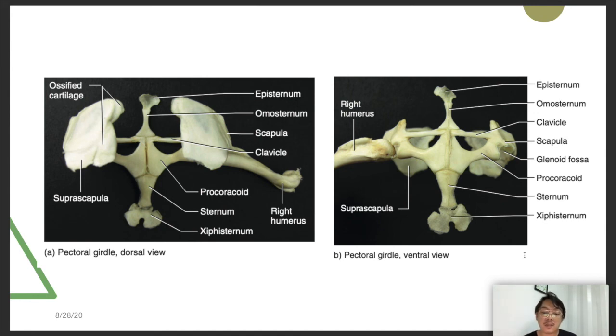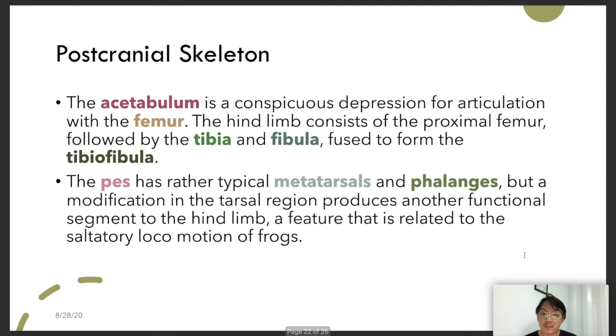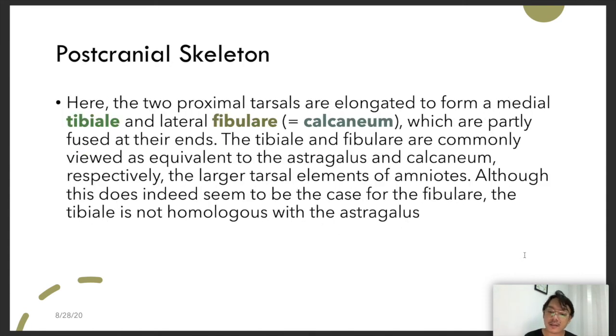So the acetabulum is a conspicuous depression for articulation with the femur. The hind limb consists of the proximal femur, followed by the tibia and the fibula, fused to form the tibiofibula. The pes has rather typical metatarsals and phalanges, but a modification in the tarsal region produces another functional segment of the hind limb, a feature that is related to the saltatory locomotion of the frogs. Here, the 2 proximal tarsals are elongated to form the medial tibiale and the lateral fibulare, also called the calcaneum, which are partly fused at their ends.